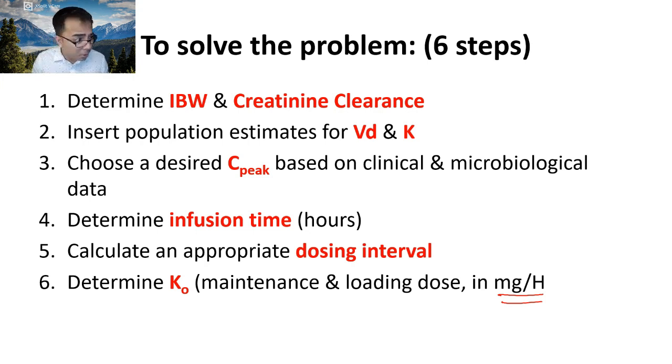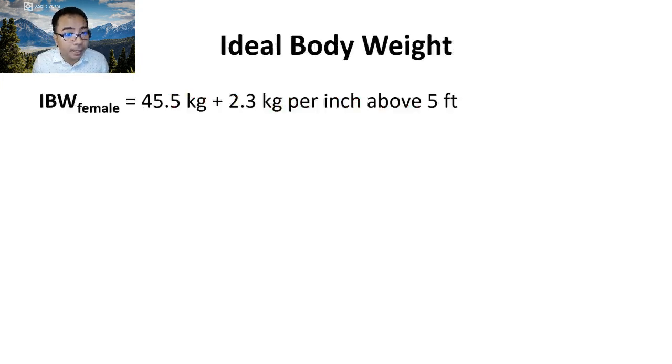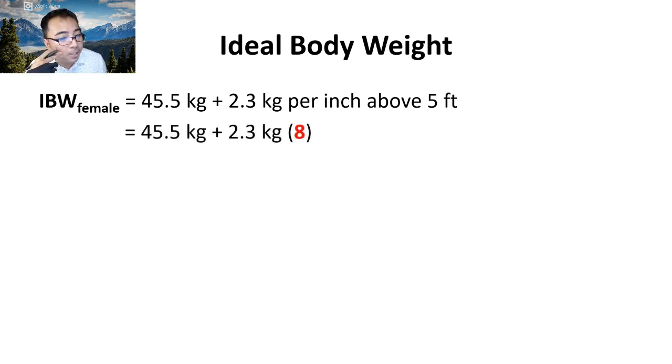Okay, so first things first. Compute for ideal body weight. To compute for ideal body weight, class, since our patient is a female, and 5'8" ang kanyang height, therefore, it'll be 45.5 plus 2.3 times 8. So 63.9 kilograms. However, ito, babalikan natin.